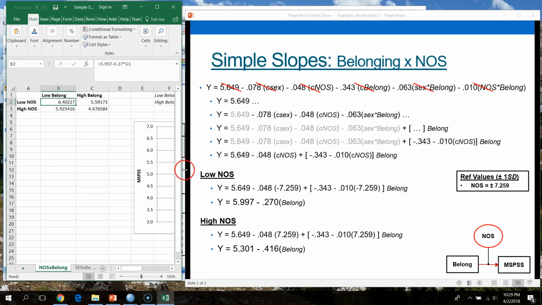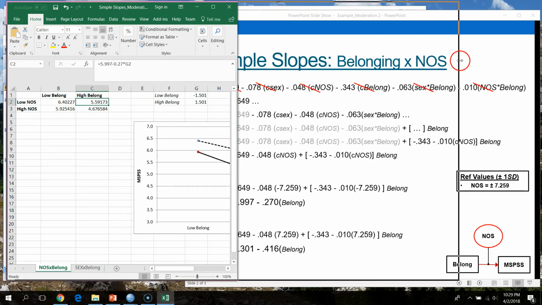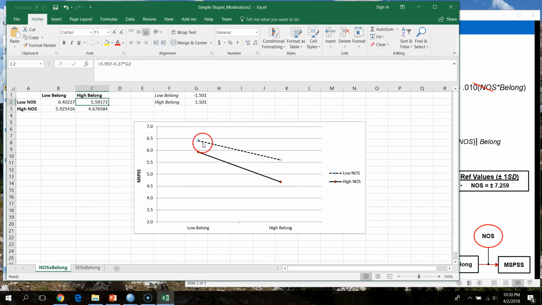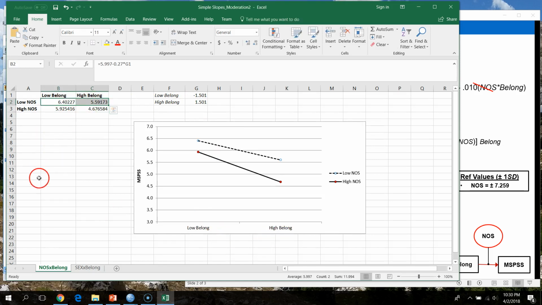See what I've done is I've entered my simple slope for the prediction of perceived support at low levels of NOS. So we got 5.997 minus 0.270 times low belongingness and high belongingness. What this is doing is it's just giving us a point value so that we can graph this slope at low levels of X and high levels of X at low NOS.